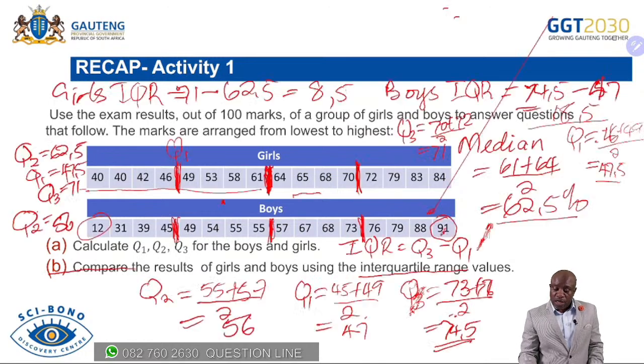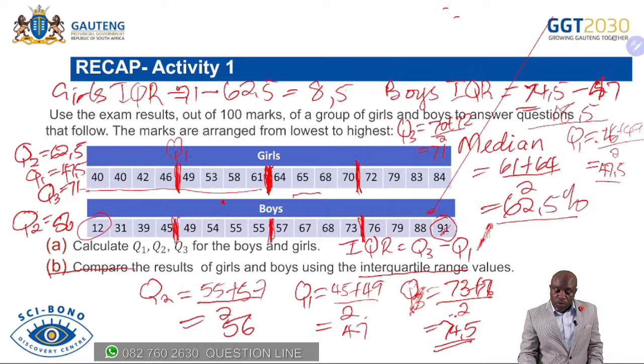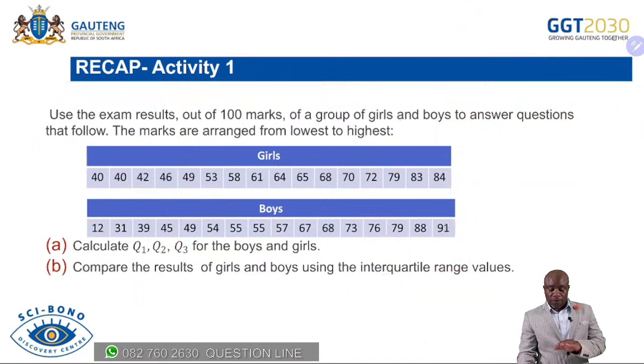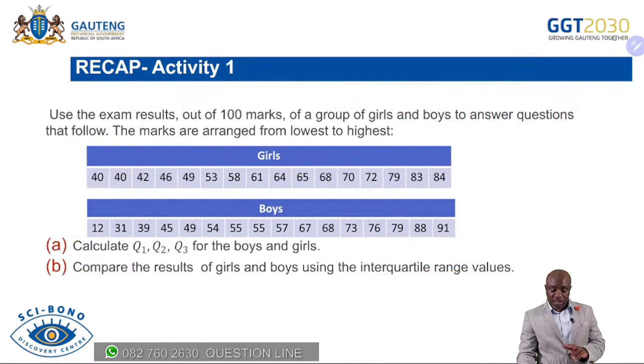One of the boys has got the highest mark, as well as the lowest mark from the same group of boys. So the decision to say which group performed better will be the girls, because their interquartile range is smaller, meaning there is a lot of consistency in their marks. They have performed better because they are consistent. Their marks differ only slightly, unlike those of the boys.